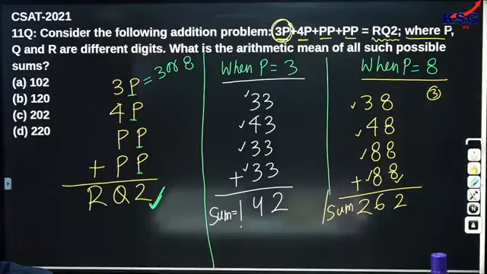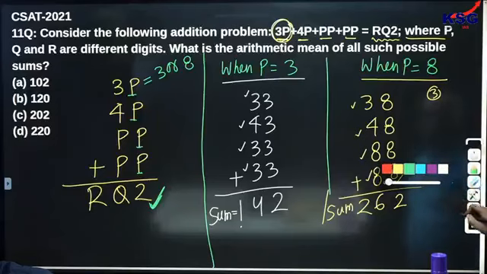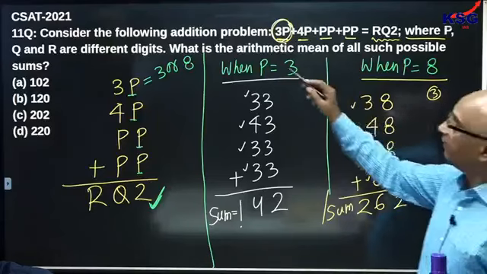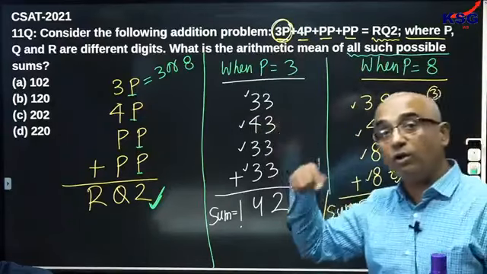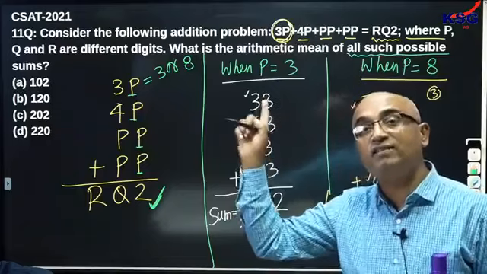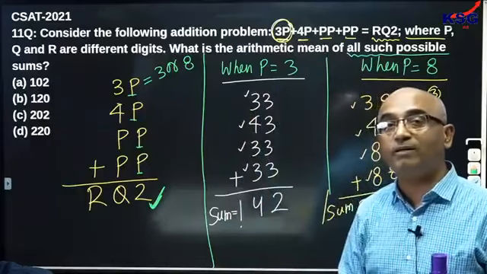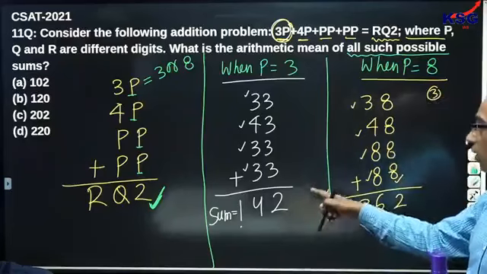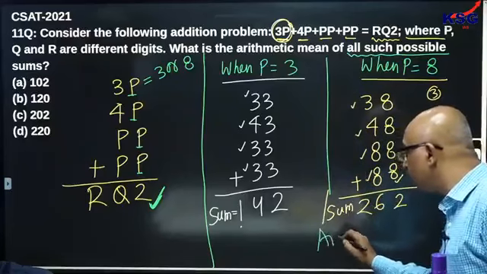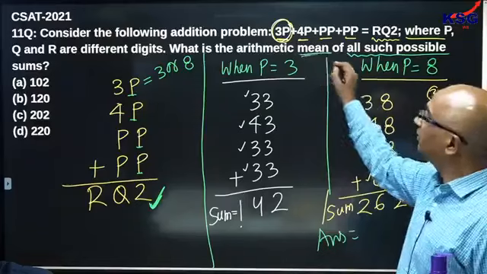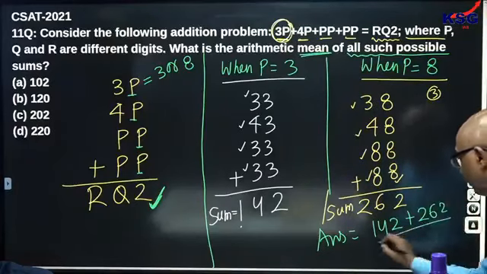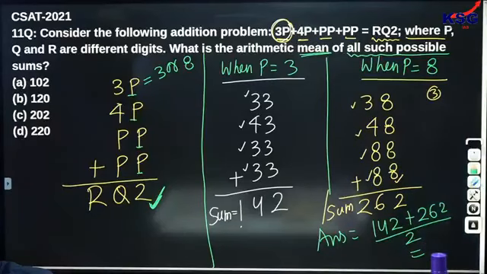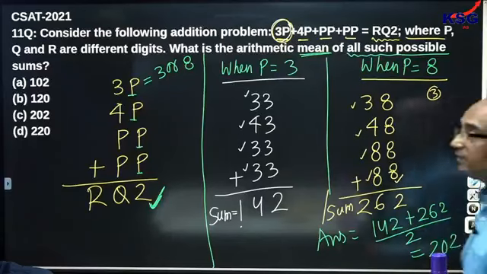Okay, student, read the question again. Why have I taken all possibilities, this also you need to understand. The question is, what is the arithmetic mean of all such possible sums? In the question an indication is given, maybe more than one value of P is possible, so more than one sum. So only 2 sums are possible, and the question is to find the arithmetic mean. Mean means average. Therefore, the answer is 142 plus 262 divided by 2. So the final answer is 202, 100% correct. Only correct answer is 202.